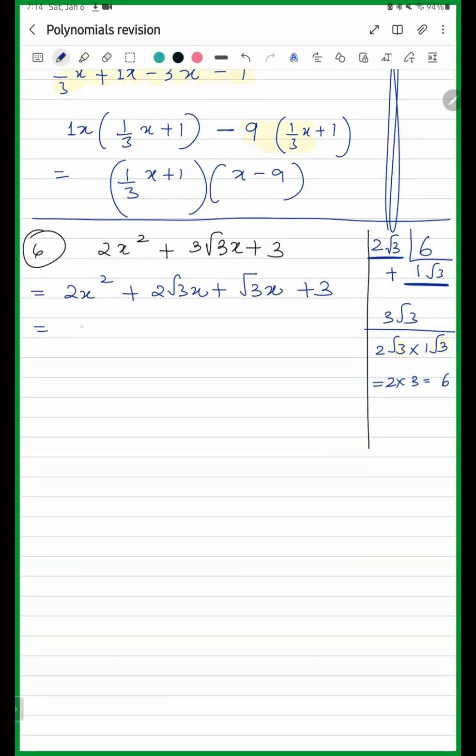Take 2x as common. From these two terms, if you take 2x as common, what do you have? X plus root 3 left. From here, if you take 2x as common, you have root 3 left.